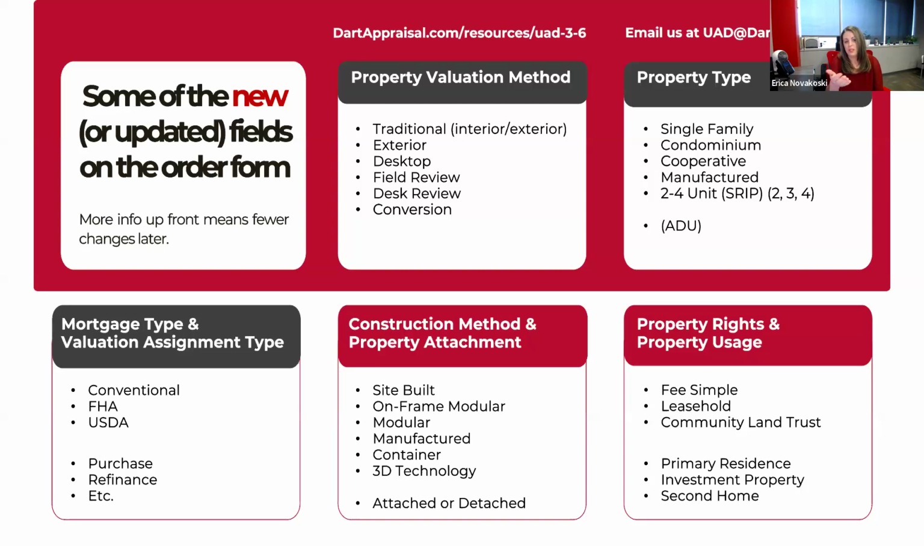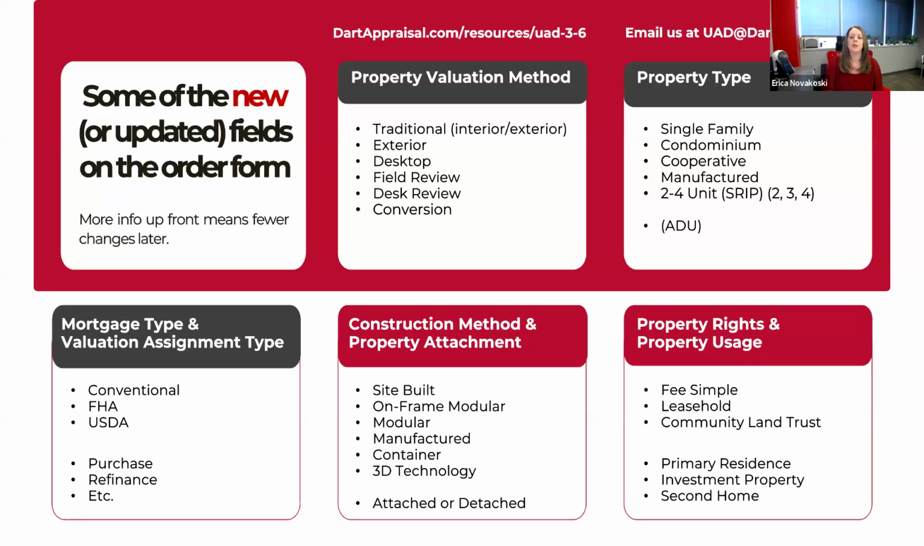And then next, after we see exterior and desktop options, you'll notice there are also options here for field review, desk review, and conversion. When it comes to that conversion option, I want to make sure this is very clear. This is talking about converting, say, conventional to FHA. This is not talking about converting 2.6 to 3.6 or vice versa. That would be a whole new order. You're essentially starting from scratch in that situation.